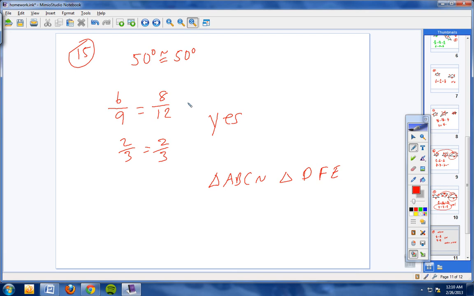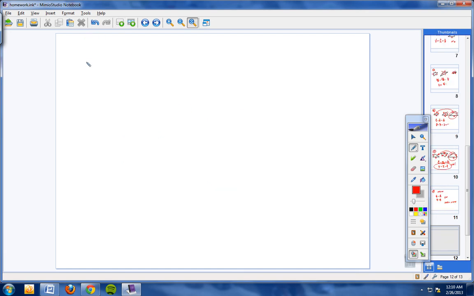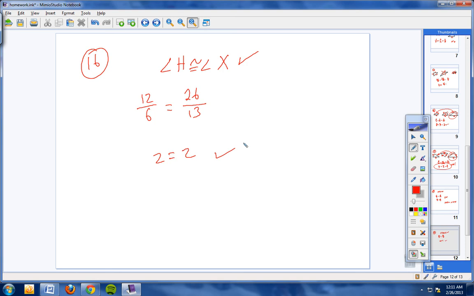DFE. All right, let's try number 16. Do we have side angle side of one triangle and side angle side of another? Yes, we do. And look what we have. Angle H is congruent to angle X, so that's good. Now let's compare smallest side 12 over smallest side 6, and then 26 over 13. This would give you 2, and this would give you 2. So yes. And you would say triangle GHJ is similar to triangle ZXY.